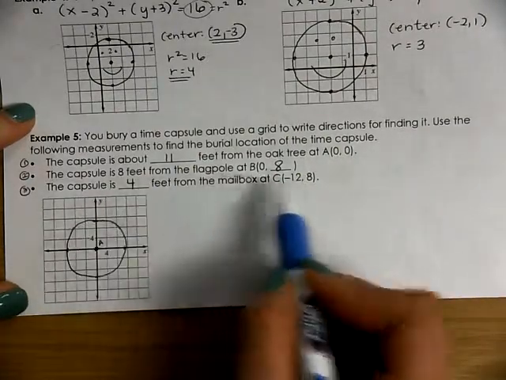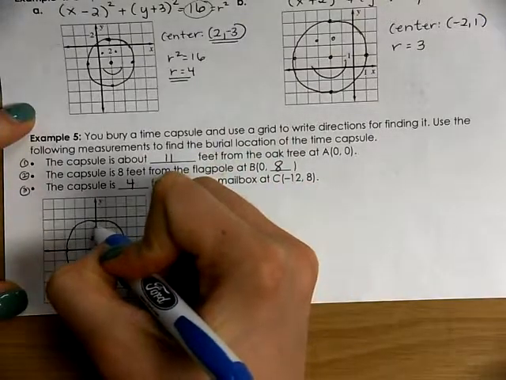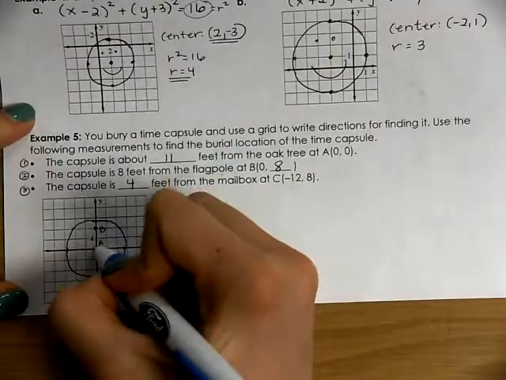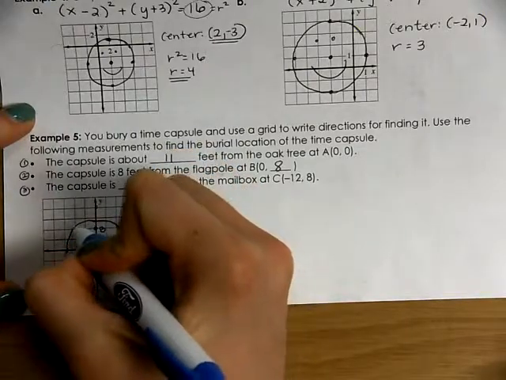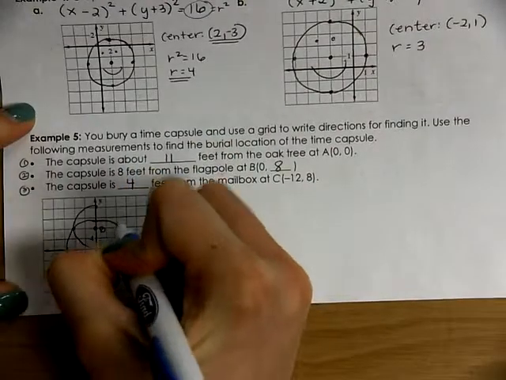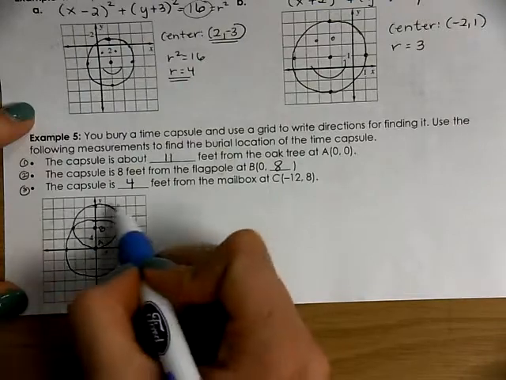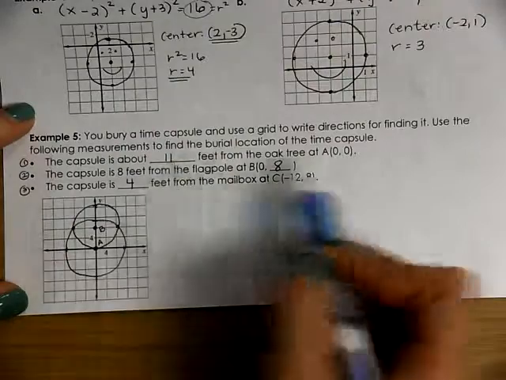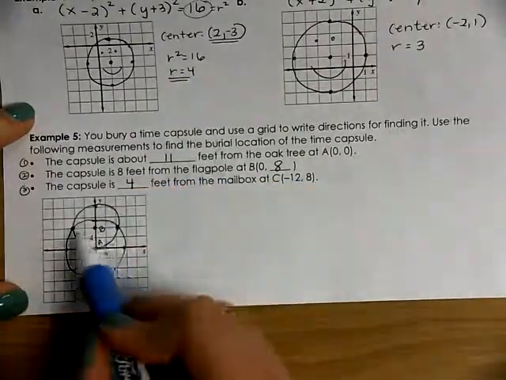We also know that it's 8 feet from the flagpole at 0, 8. So 0, 8 would be right here. That's B. So 8 feet from there, well, this would be 8, 8, 8, and 8. So not only does it have to be 11 feet from A, it has to be 8 feet from B, which means there are only two possibilities right now that are both 11 feet from A and 8 feet from B, and that would be at these 2 points. So we've narrowed it down to 2 points.